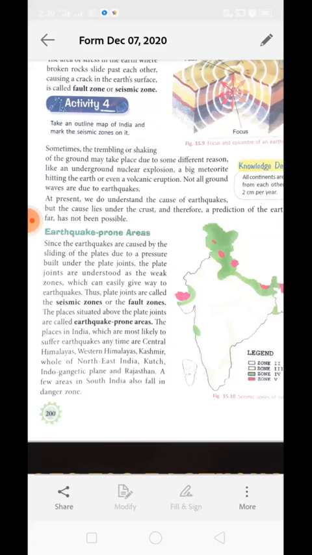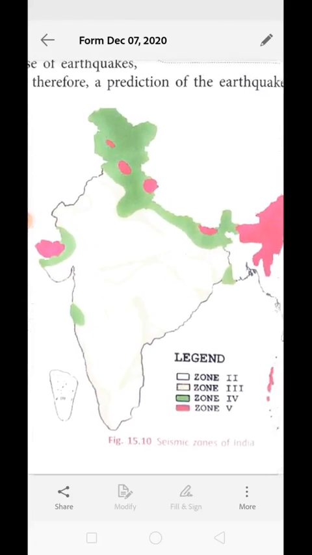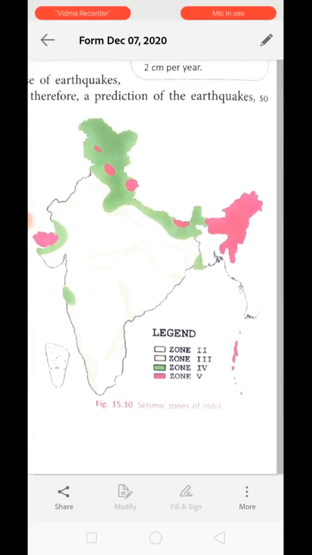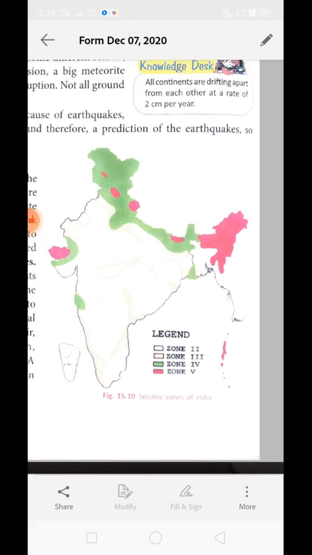Okay, you can see this is the earthquake prone area in India. Over here, pink color is indicating zone 5, green is indicating zone 4, yellow is indicating zone 3, whereas zone 2 is indicated by the white part of the map.